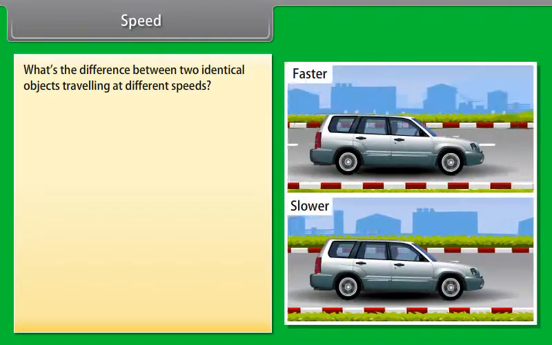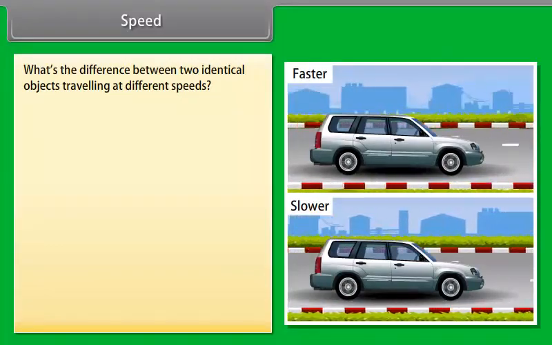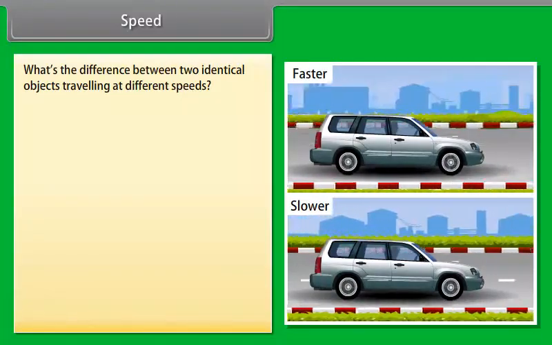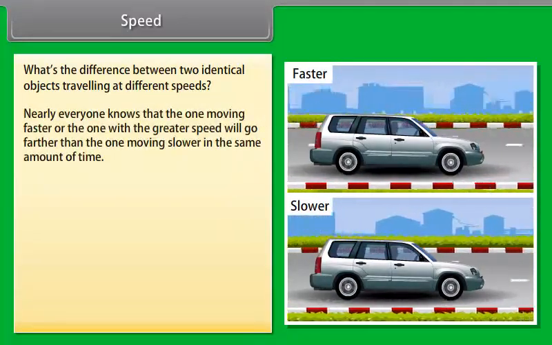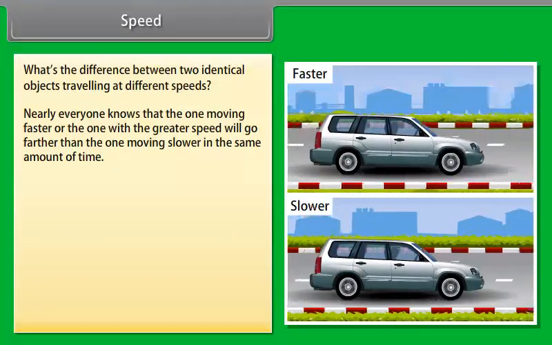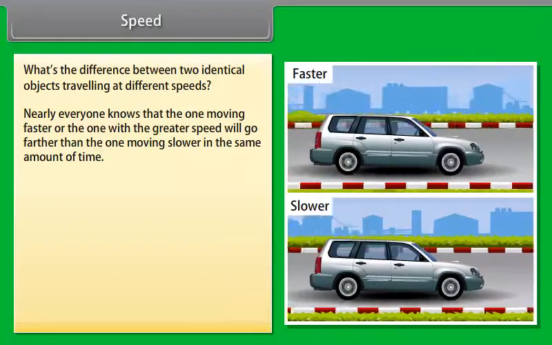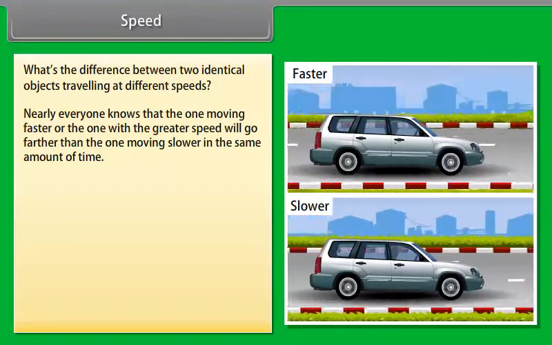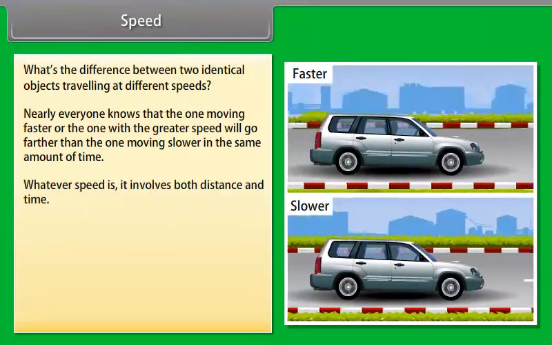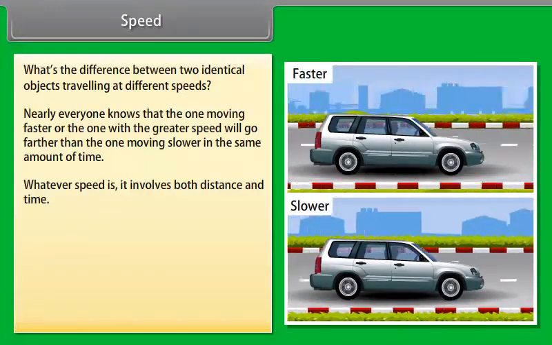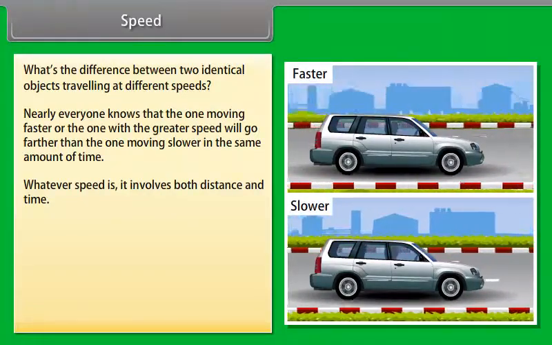Speed. Now can you tell the difference between two identical objects traveling at different speeds? Nearly everyone knows that the one moving faster, or the one with a greater speed, will go farther than the one moving slower in the same amount of time. Whatever speed is, it involves both distance and time.